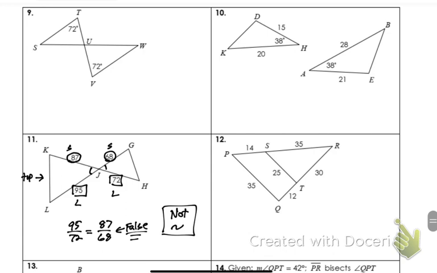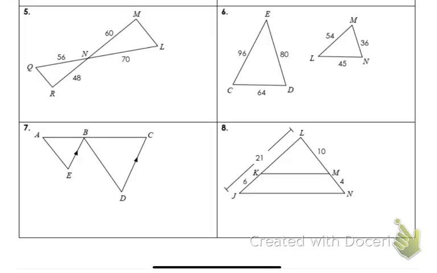All right. 6. All right, 6, we have 96, 80, 64. So I can't use angles. They don't say anything about angles, so that means I need to do large to large, medium to medium, small to small. So we just go across the board and go, okay, my 96, that's my large side. My medium side looks like 80. And my small side, let's use a triangle, would be this one.